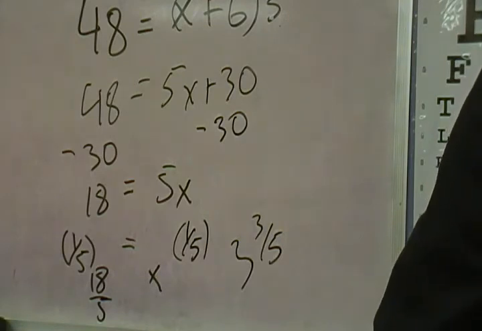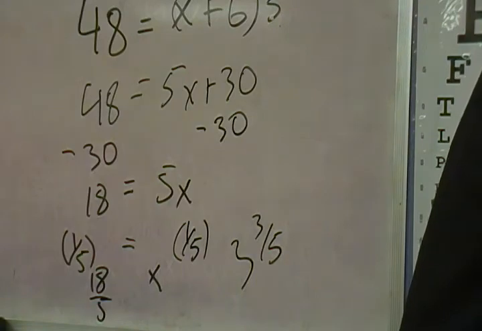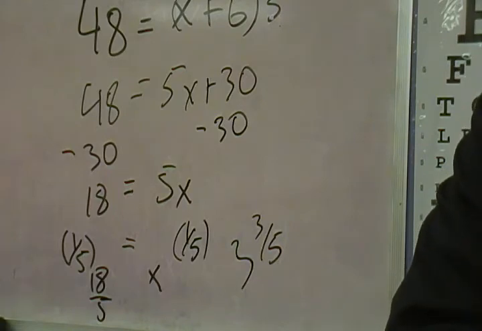You ready? A number times itself and added to 23 is equal to 219. Okay, a number times itself and added to 23 is equal to 219.